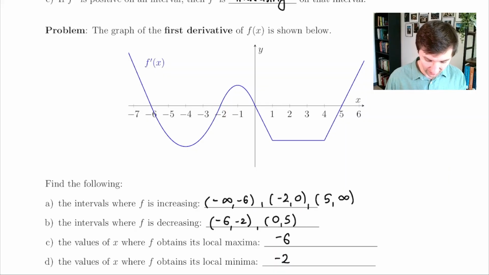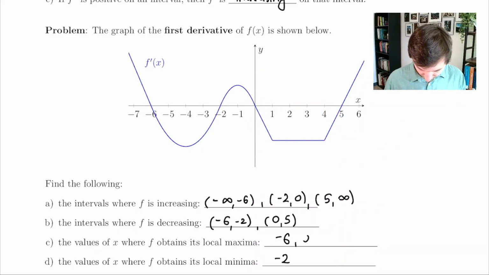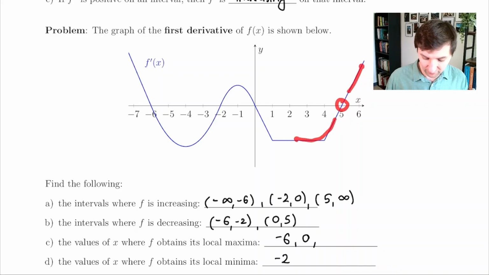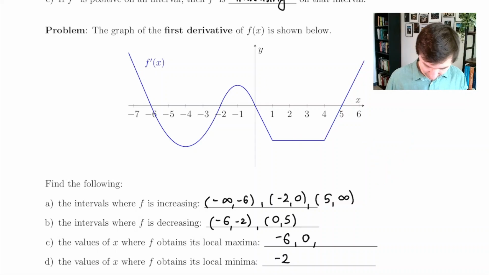I continue. I see that the derivative is positive on this interval and it's negative on this interval. At this place, the derivative changes from positive to negative, which means the original function goes from increasing to decreasing. At 0, I get a local maximum. Finally, at 5, the derivative changes from being negative to being positive, which means the original function goes from decreasing to increasing, and I get a local min.